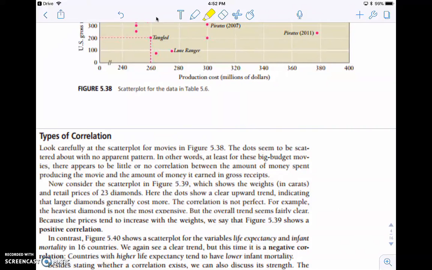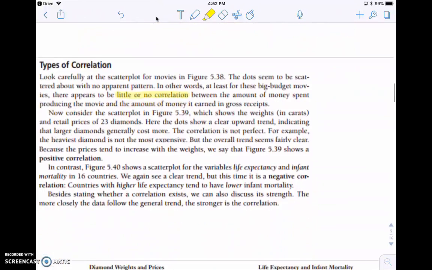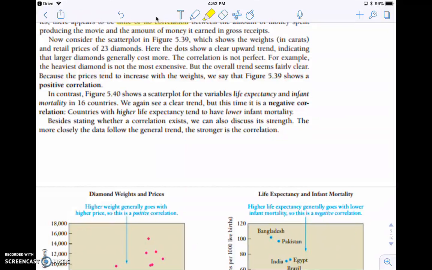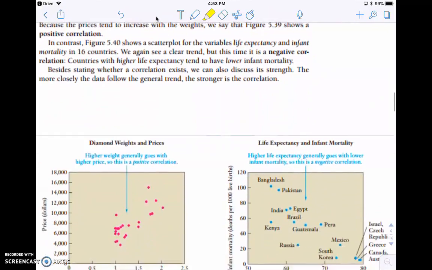And so we would say for the videos, there'd be little to no correlation between the amount of money that they spent producing the film and the amount of money it earned in gross receipts, or basically how much money it brought in.